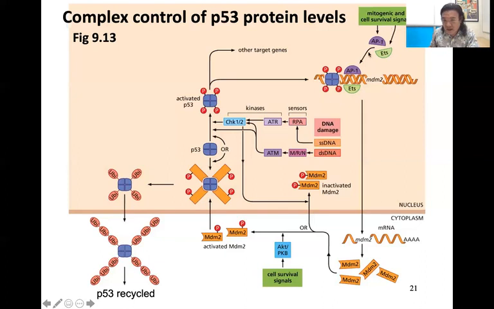And so that's why, look at this. Another thing that intersects with MDM2 regulation are mitogenic and cell survival signals that are coming from the outside of the cell. These strong mitogenic signals also encourage lots of production of MDM2, to keep p53 function suppressed.